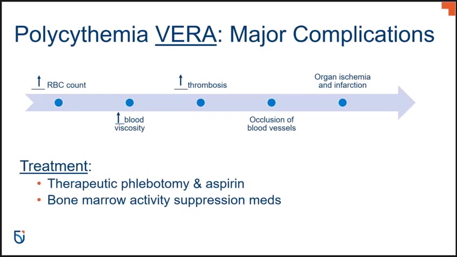There's also medications that can be given to prevent the overproduction of the red blood cells at the level of the bone marrow. However, the trouble with this is when you're stimulating the bone marrow to produce less blood cells, you're also going to get a reduction in white blood cells and platelets.